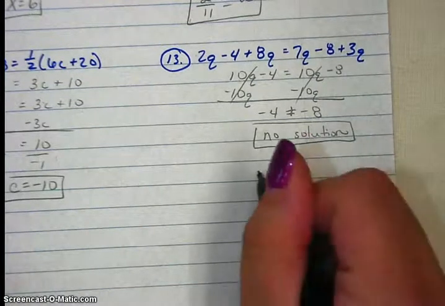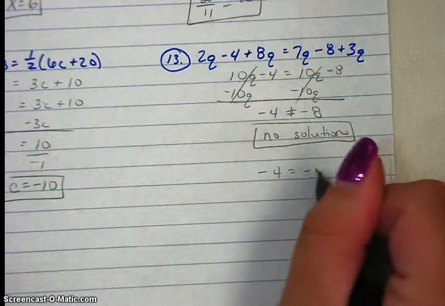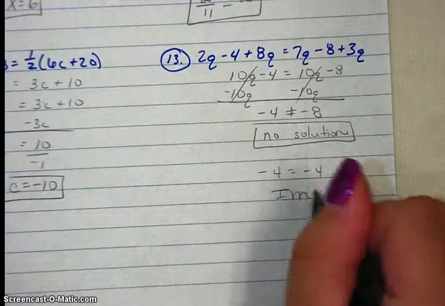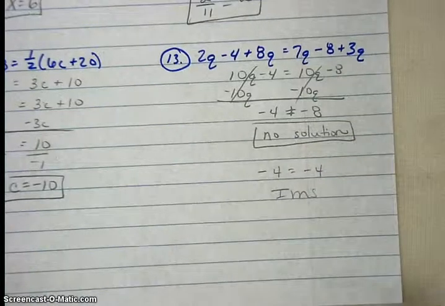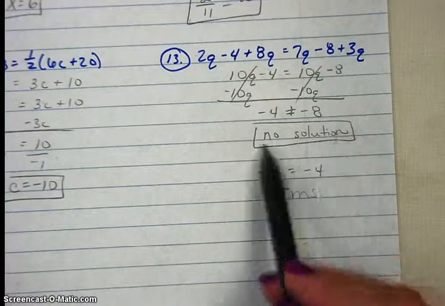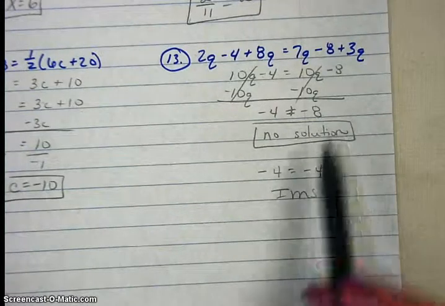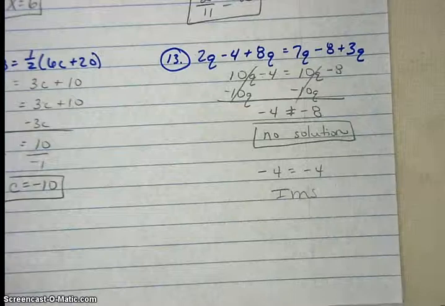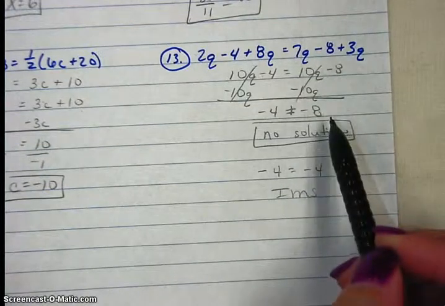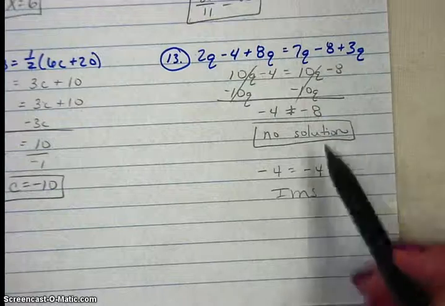Now, if you had ended up with something like negative 4 equals negative 4, that is true, and you would say this is infinitely many solutions, or IMS, or all real numbers. Okay, but because this is not true, it's a no solution. Remember, this is the answer you need to put on your paper when solving. Don't just tell me negative 4 equals negative 8. That tells me nothing. I need the no solution.